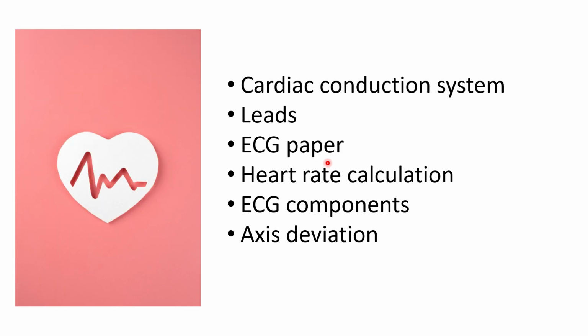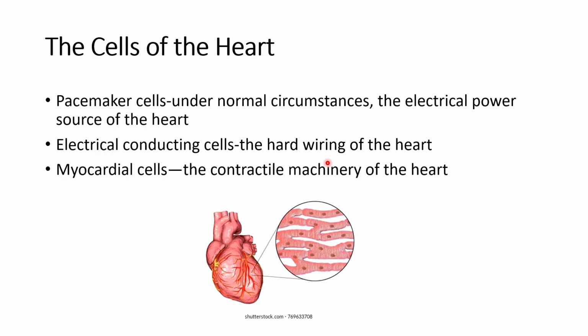First of all, I want to say that in this presentation, I will underline the following: the cardiac conduction system, the leads, ECG paper, as well as heart rate calculation, both in case of regular and irregular, ECG components, and axis deviation by the end of the video. So let's start with the types of cardiac cells that we have.